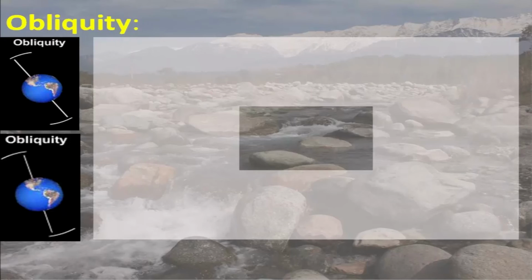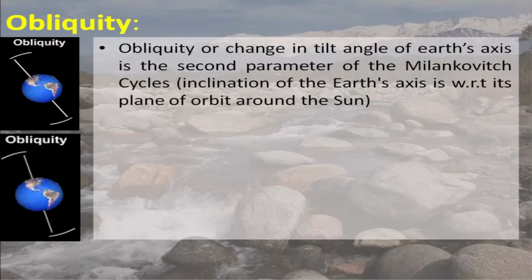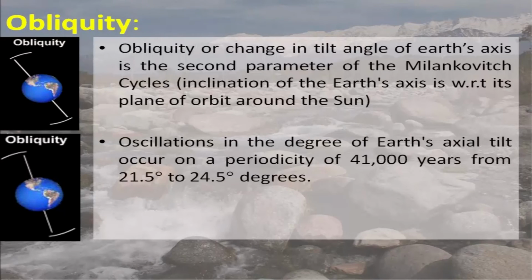So, this was the part of the eccentricity. Now, coming to the obliquity. Obliquity, or change in the tilt angle of the Earth's axis, is the second parameter of the Milankovitch cycle. The inclination of the Earth's axis with respect to its plane of orbit around the Sun will change. The oscillation in the degree of Earth's axial tilt occurs in a period of 41,000 years, and varies from 21.5 to 24.5 degrees. Right now we are having 23.5 degrees.